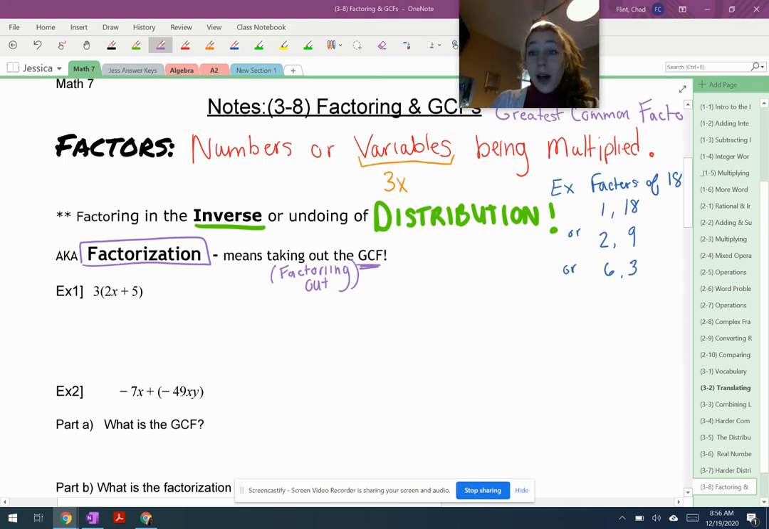Hi. So, looking at example number one. So, example number one, we're starting off with some distribution, and I'm going to show you how it kind of works backwards there.